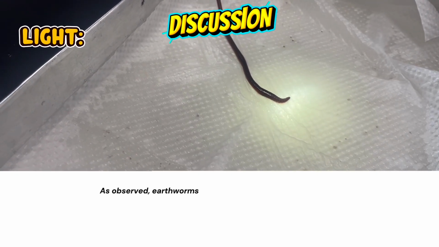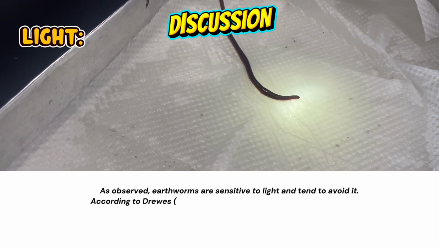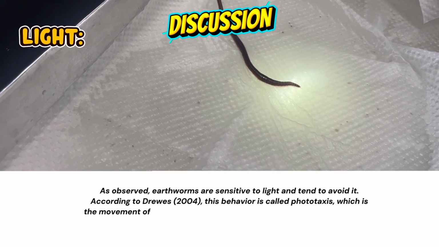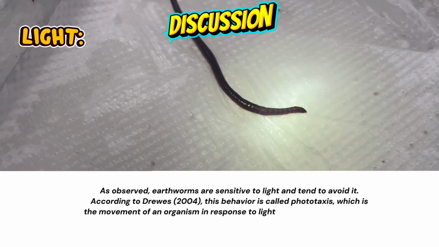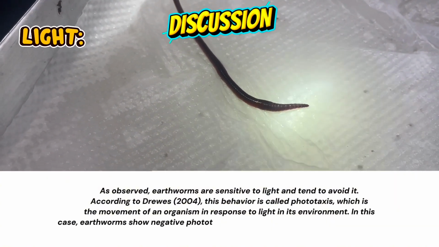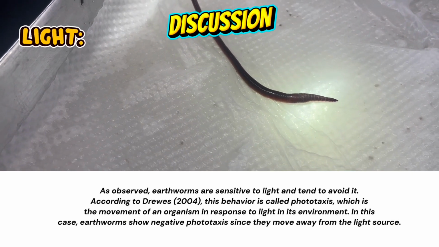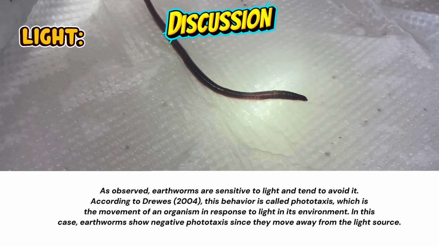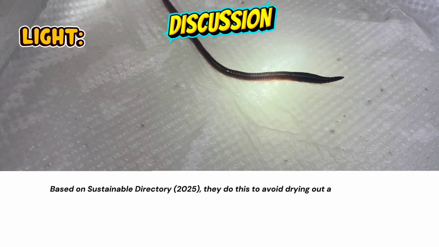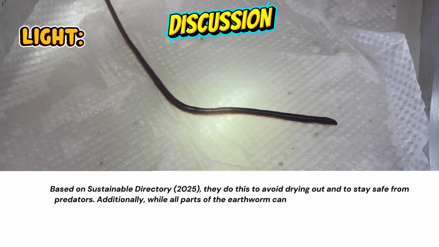As observed, earthworms are sensitive to light and tend to avoid it. According to Drews in 2004, this behavior is called phototaxis, which is the movement of an organism in response to light in its environment. In this case, earthworms show negative phototaxis since they move away from the light source. Based on Sustainable Directory in 2025, they do this to avoid drying out and to stay safe from predators.